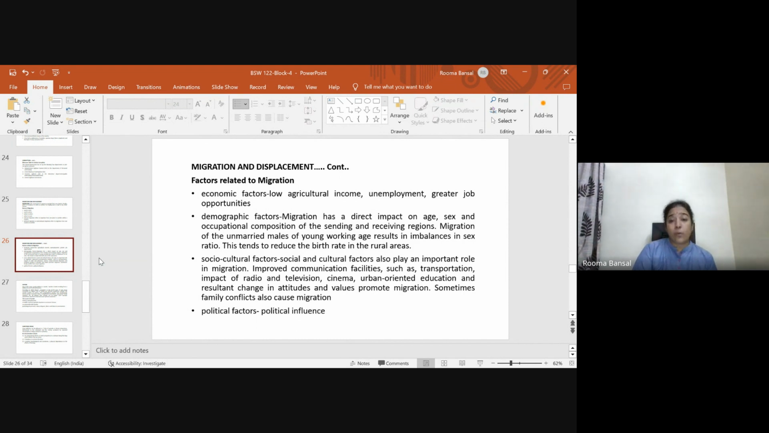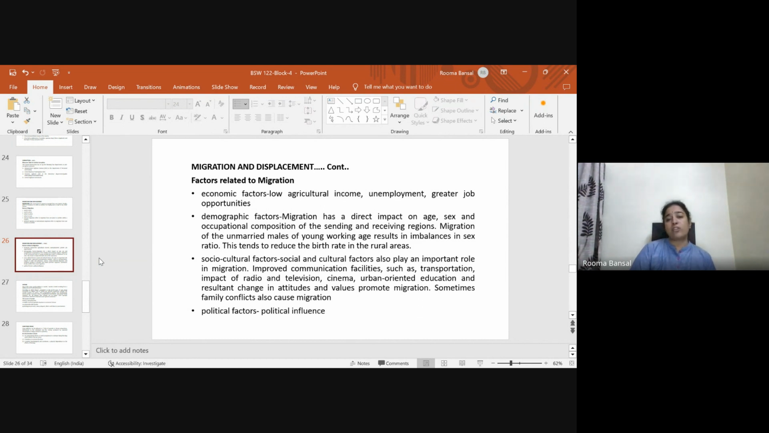It influences other families also, and the kind of facilities we get in urban areas related to education and healthcare, definitely we do not get in rural areas. So these facilities promote the activity of migration.